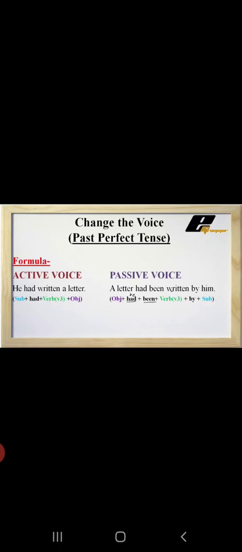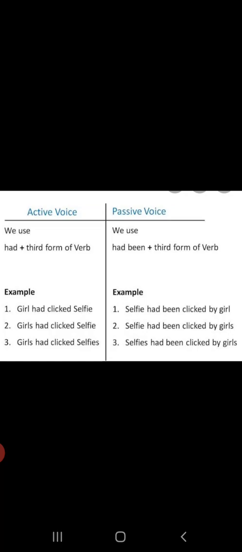As you can see, the object of the active voice will become our subject. Okay, then had plus been, then the third form of the verb, then the preposition by, and then the subject of the active voice, that will become the object here. Okay, as you can see in this example, things will be more clear to you.